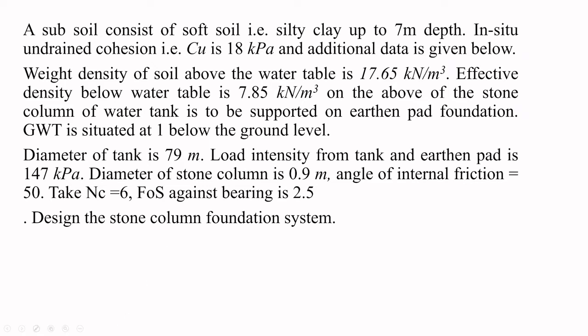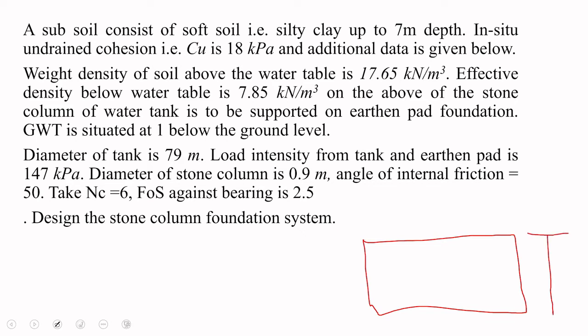So I will just draw a schematic diagram so that you can understand. See, this is a clay of depth 7 meter. But what is mentioned? The weight density of the soil above the water table is 17.65, and the effective density below the water table is 7.85 kilonewton per meter cube, on the above of the stone column of water table.